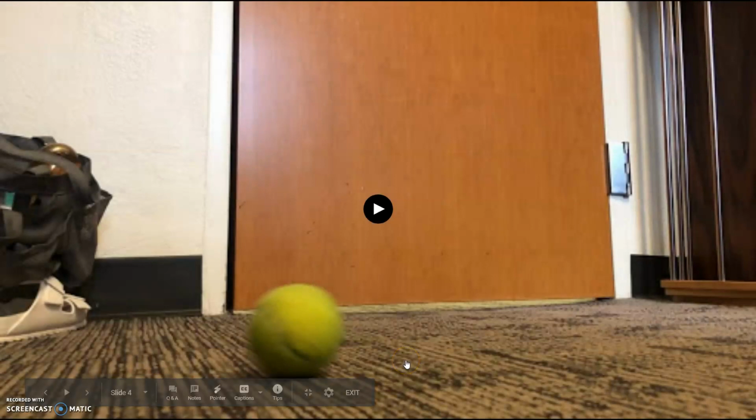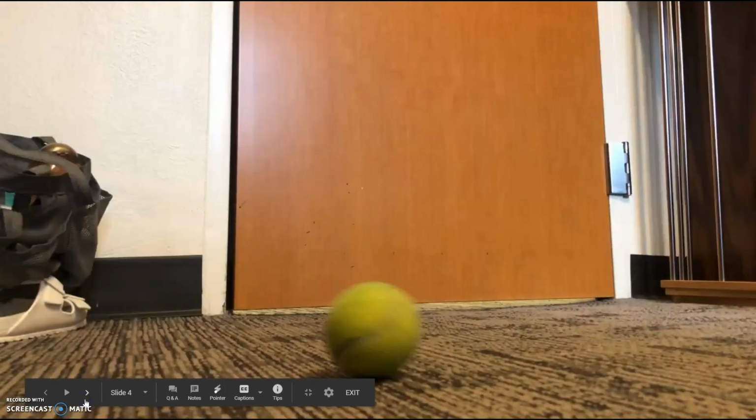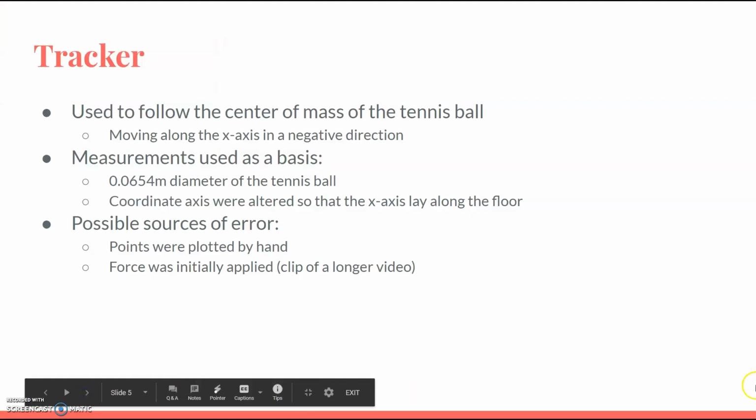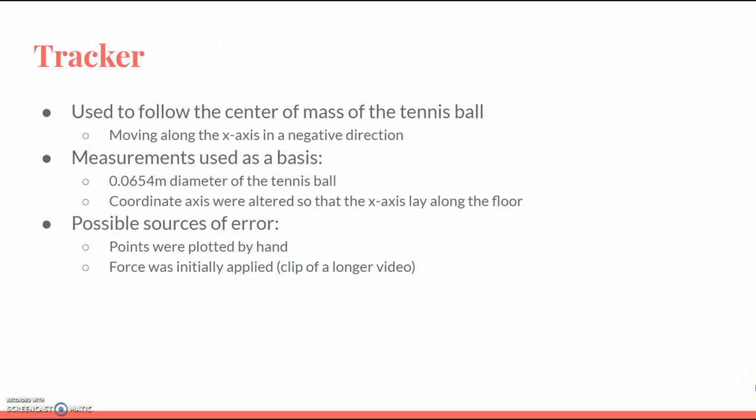This was the video that I used of a tennis ball moving at a constant velocity across a carpeted floor when first inputting my data into Tracker. Tracker used the program to follow the center of the mass of the tennis ball as it was moving along the x-axis in a negative direction in order to obtain data points of its position versus time.